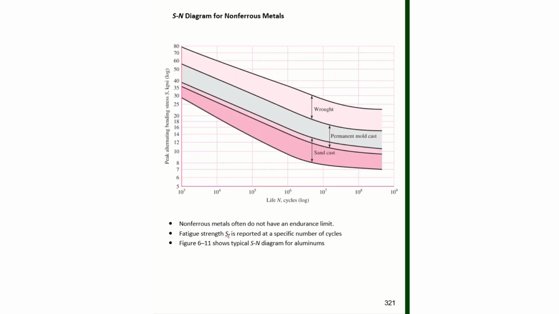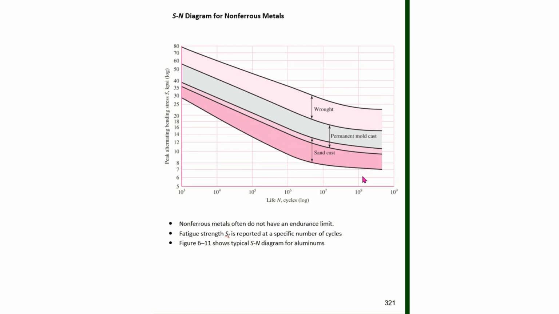Let's now look at the SN diagrams for other non-ferrous materials. Here we have on the vertical axis the peak alternating bending stress, and then the number of cycles on the x-axis. And what happens is these would be wrought irons, some sandcast materials, and some permanent mold materials. And you can see here why people say that there's not an endurance limit.